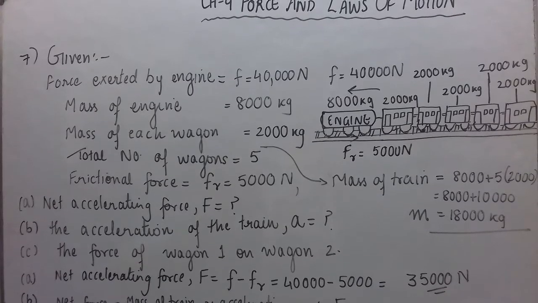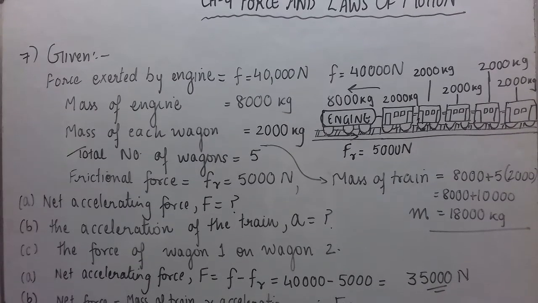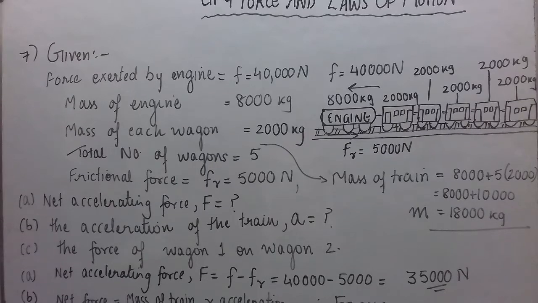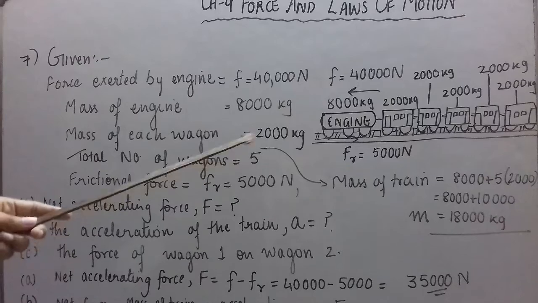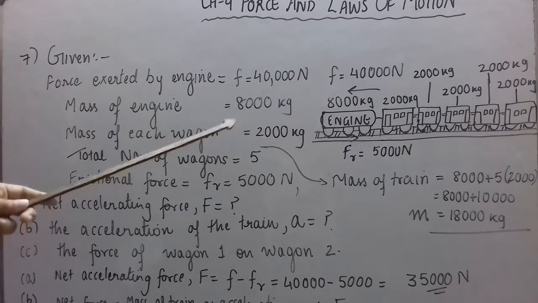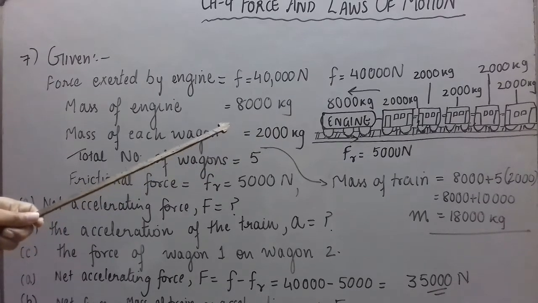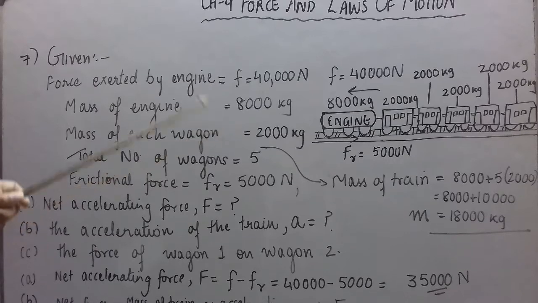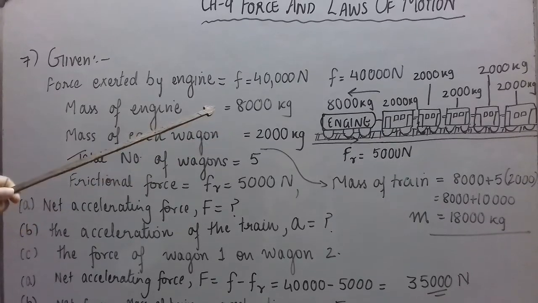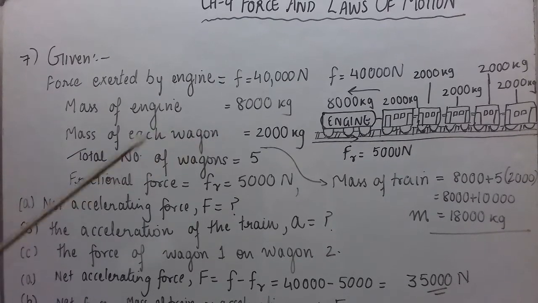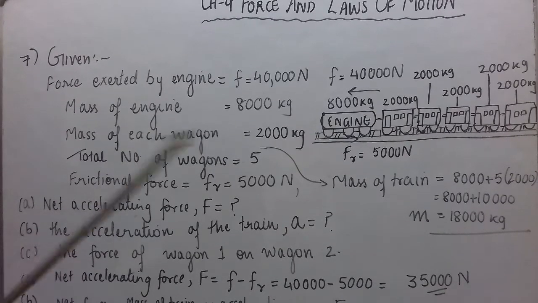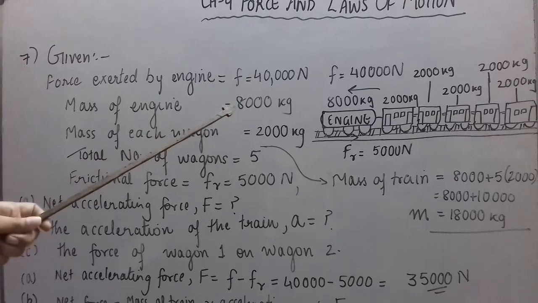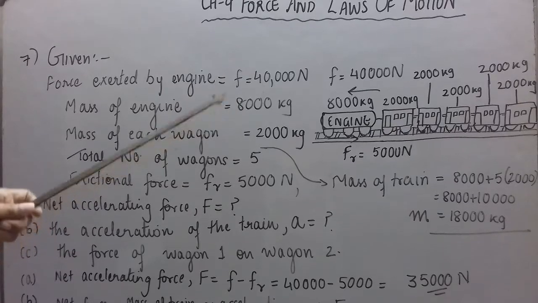I'll read it again. An 8000 kg engine pulls a train of 5 wagons. So you can see there I have roughly drawn the diagram. First we have the engine, you can also draw a rough diagram. The engine has a mass of 8000 kg. There are 5 wagons and each has a mass of 2000 kg.